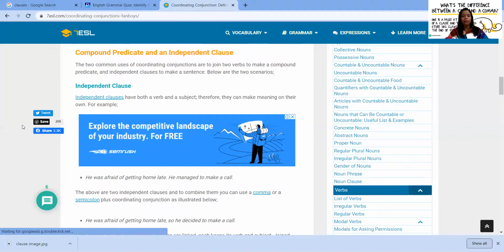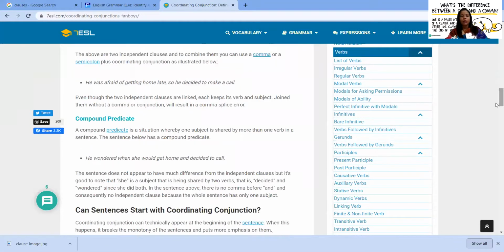Now let's see independent clauses. He was afraid of getting home late. He managed to make a call. The above two sentences are independent clauses, and to combine them, we have to use either a comma or a semicolon, and we have to use one coordinating conjunction. So how do we do that? Let us see. He was afraid of getting home late, comma, so he decided to make a call.